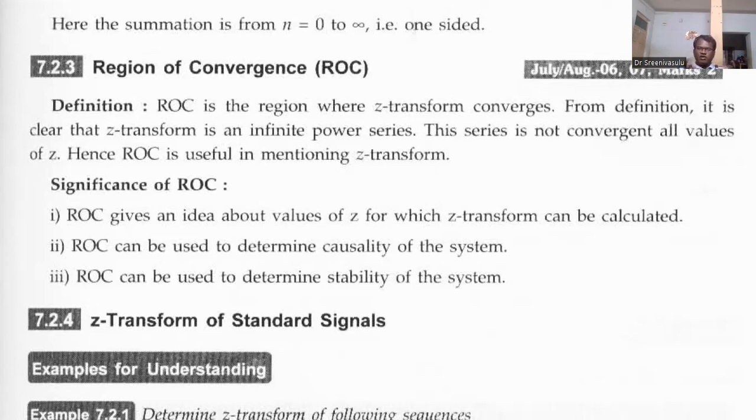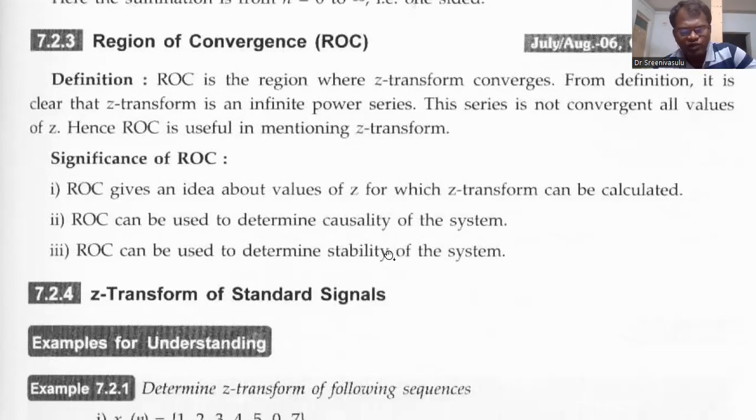Now, whenever the sequence is a right-sided sequence, the ROC must be outside the circle. Suppose the sequence is a left-sided sequence, the ROC must be inside the circle. Suppose we consider a sequence with both right-sided and left-sided parts, the ROC is in between two concentric circles. Like that, there is the ROC concept.